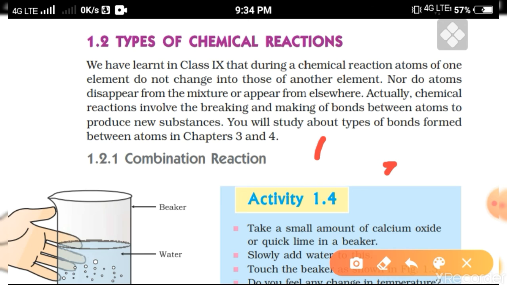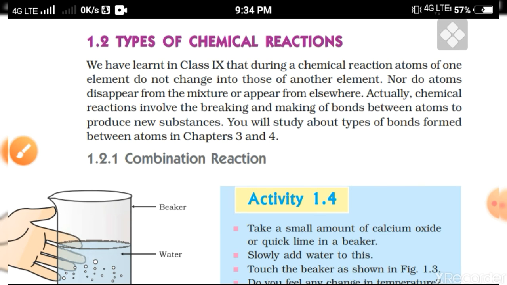And why is this so? Because when two elements, atoms or molecules combine together, a new product is formed. Why is this new product formed? Due to the making of a bond. Due to the making of bonds between the reactants, a new product is formed. That is known as the product.